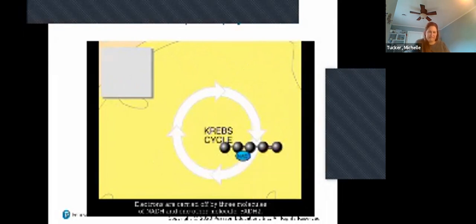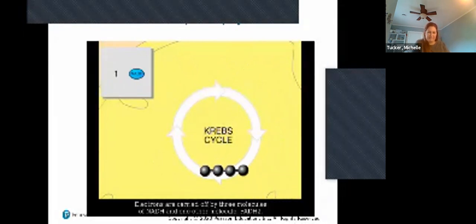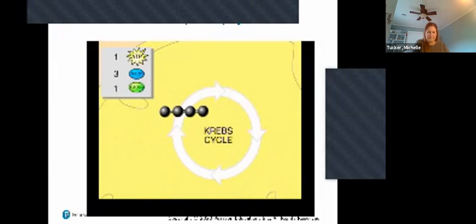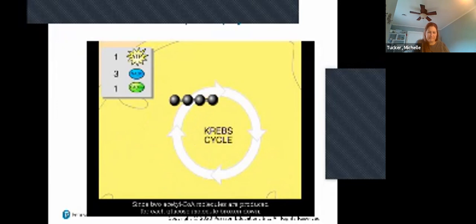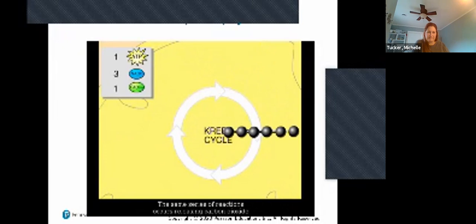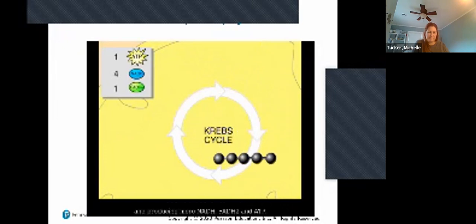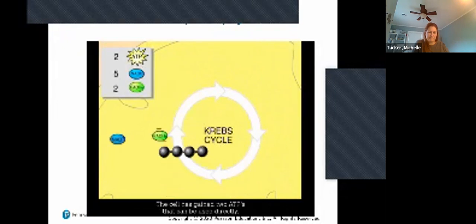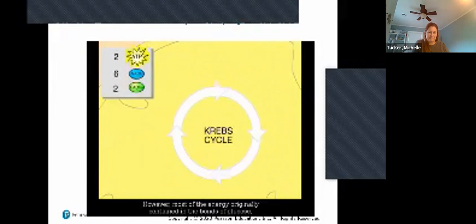Electrons are carried off by 3 molecules of NADH and 1 other molecule, FADH2. 1 step produces an ATP molecule. The 4-carbon molecule is regenerated. Since 2 acetyl-CoA molecules are produced for each glucose molecule broken down, a second acetyl-CoA enters the Krebs cycle. The same series of reactions occurs, releasing carbon dioxide and producing more NADH, FADH2, and ATP. The cell has gained 2 ATPs that can be used directly. However, most of the energy originally contained in the bonds of glucose is now primarily carried by the NADH molecules.